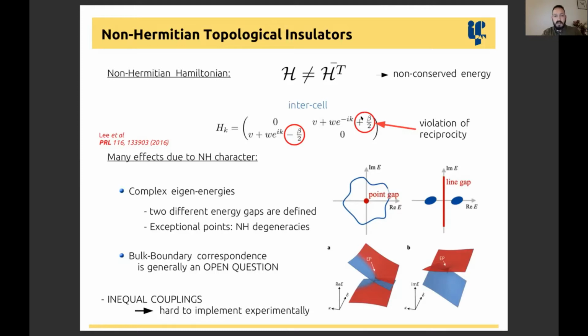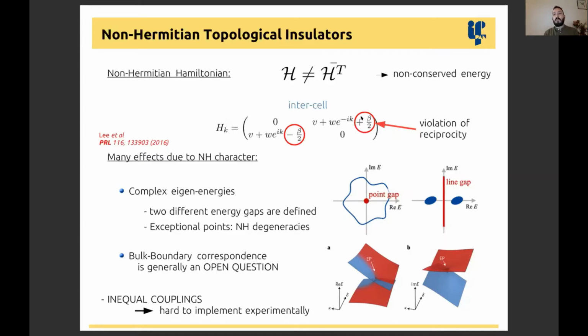By applying this violation, we can see the exotic arising of different non-Hermitian effects. For instance, our eigenenergies are not real anymore. Now they live in the complex plane. We need to redefine the concept of the energy gaps, and we can also see the appearance of exceptional points, which are non-Hermitian degeneracies. Also, the bulk-boundary correspondence that was discussed before is generally an open question. So you can find many different non-Hermitian systems which can show bulk-boundary correspondences of different types.